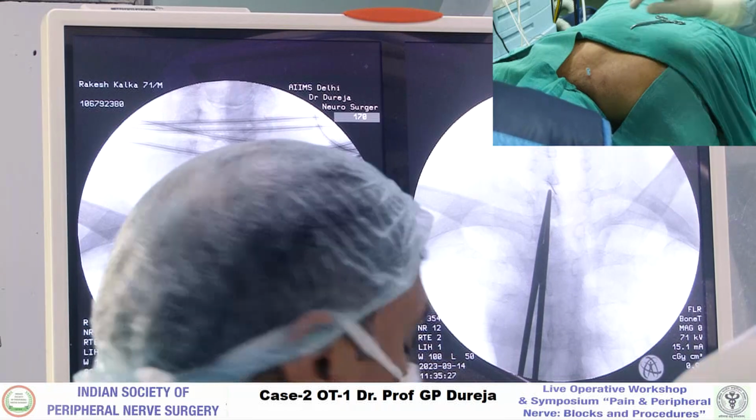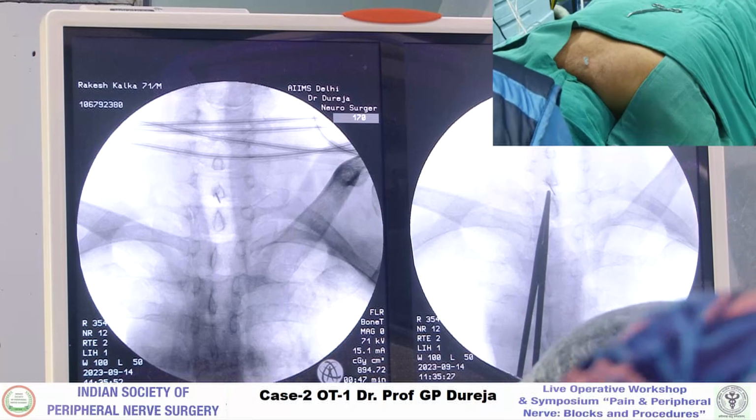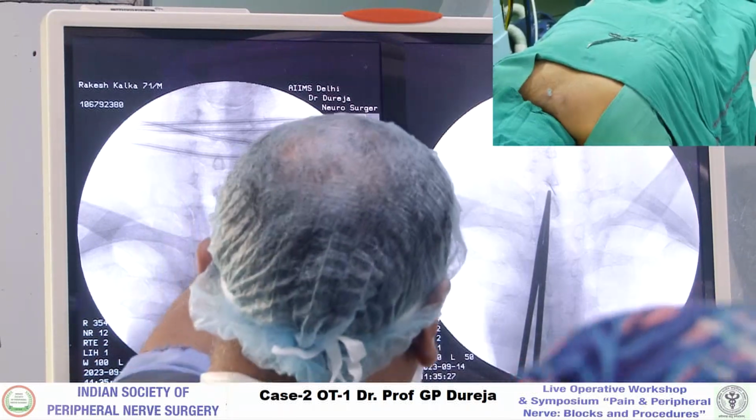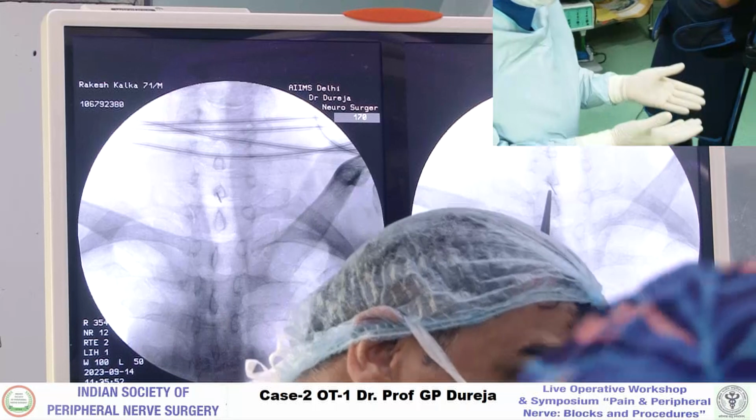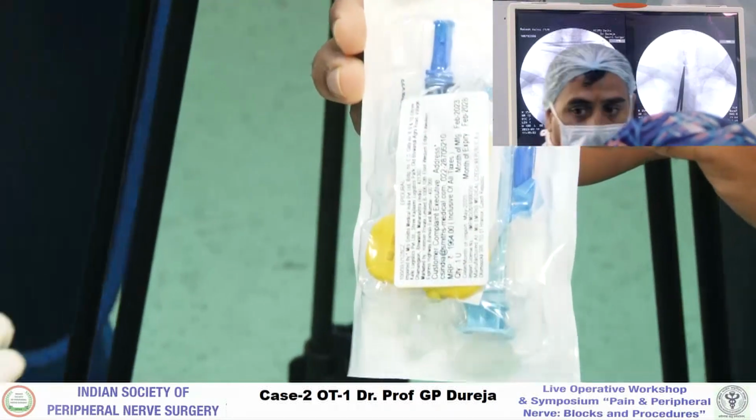So we use a special epidural set. One minute, show here, open the camera please. Show this. So this is a special Portex epidural set which has a catheter, which has a needle.